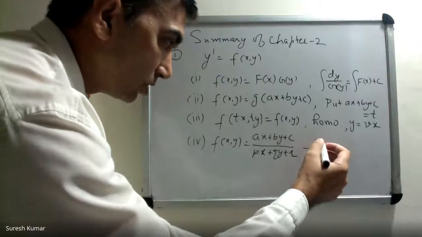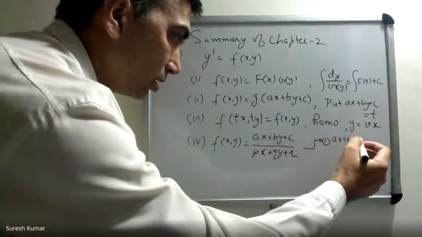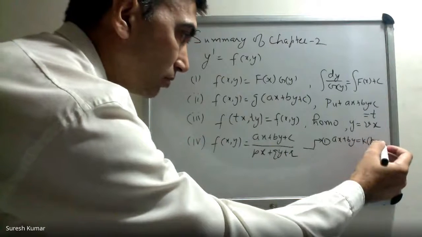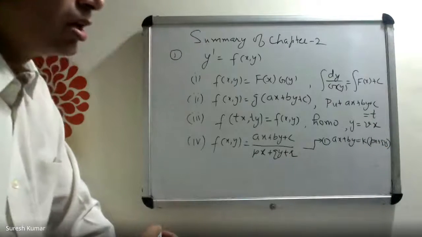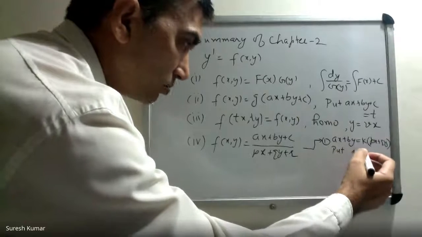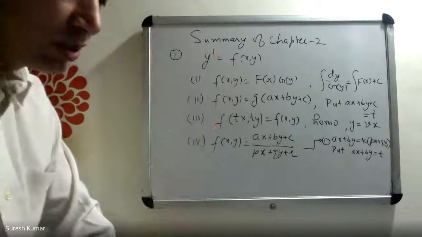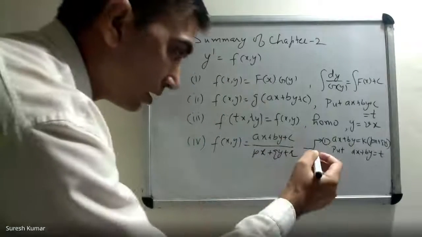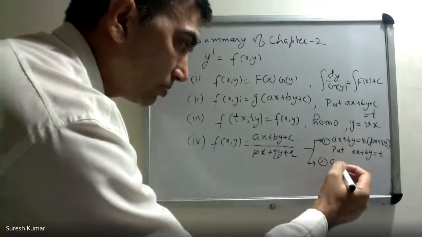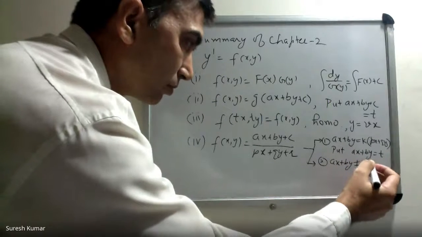In this, there are two possibilities. Number one, it is possible that ax plus by is some constant multiple of px plus qy. If you see this relation, then put ax plus by equal to some variable t. You will see that the differential equation will become variable separable. Second possibility, if ax plus by is not a constant multiple of px plus qy.